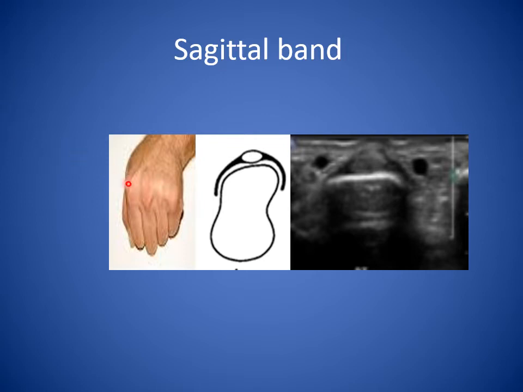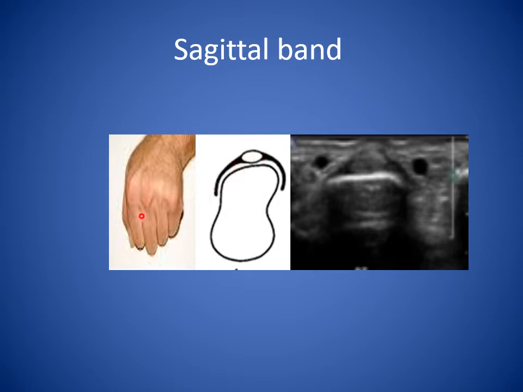Another structure examined in the extensor surface is the sagittal band, seen at the region of the metacarpal heads. These bands attach the tendon to the bone. In cases of injury of either side of these bands, this will lead to subluxation of the tendon.